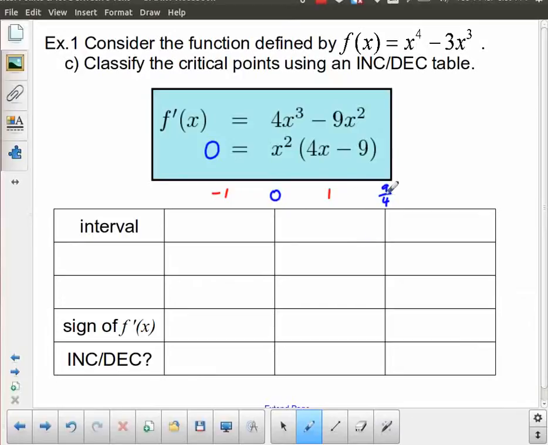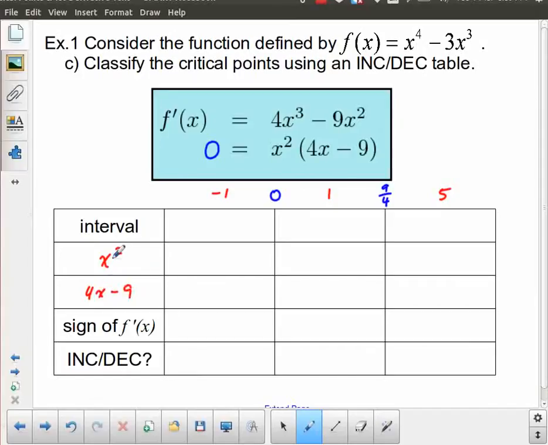And to the right of 9 over 4, 1 is between here. And so I would choose, well, I could choose 3, but I could also go further. I could choose 5. To figure out my interval, what I need to do is look at my factors, which are x squared and 4x minus 9.